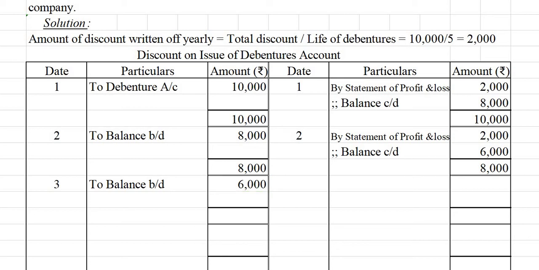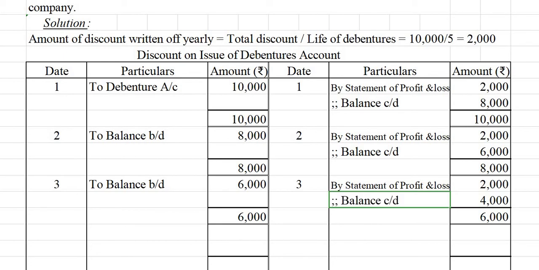So the thing is the same for the third year also. The same amount should be written off, that is, 2,000 should be written off from the statement of profit and loss. So to statement of profit and loss, 2,000 is written off and the balance we have to find out. For that, 6,000 is taken to the credit side. Balance 6,000 minus 2,000 is 4,000. That can be written as by balance carried down and is transferred to the debit side as balance brought down, amount remaining 4,000.